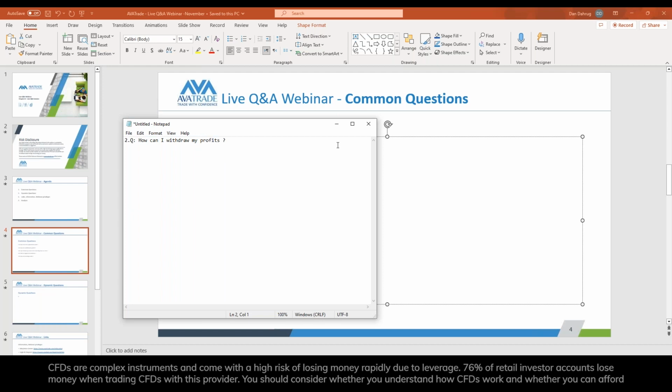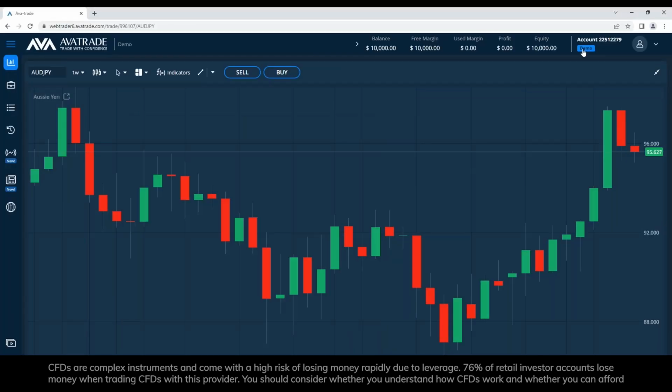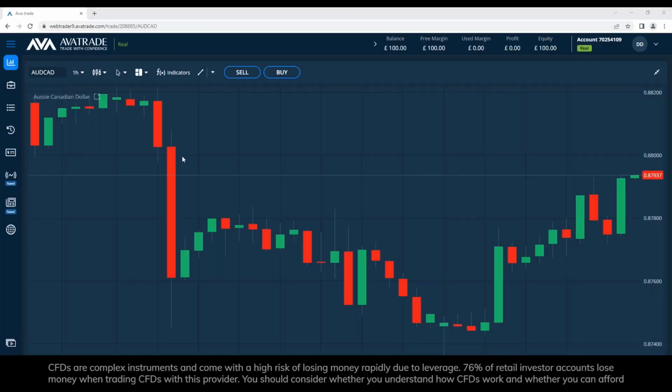How can I withdraw the funds? Let me just switch. This is a demo account. As you can see, it's a demo account. Let me just switch to a real one so I can show you. I think it's pretty self-explanatory that we can't withdraw from the demo account, but if somebody doesn't know that, you should know. The money in demo is just a simulator. Okay, so that's my real account with 100 quid.